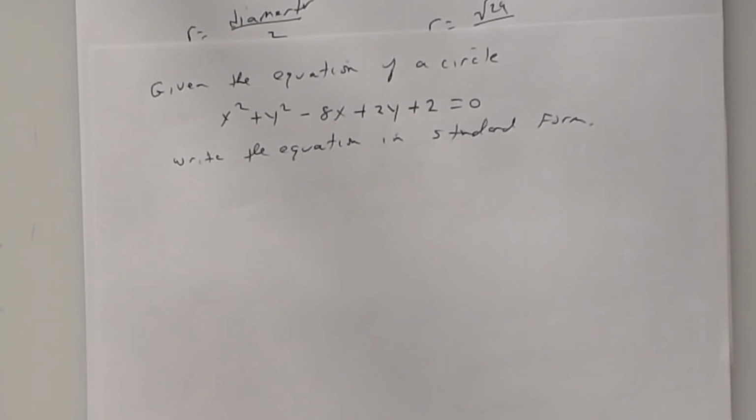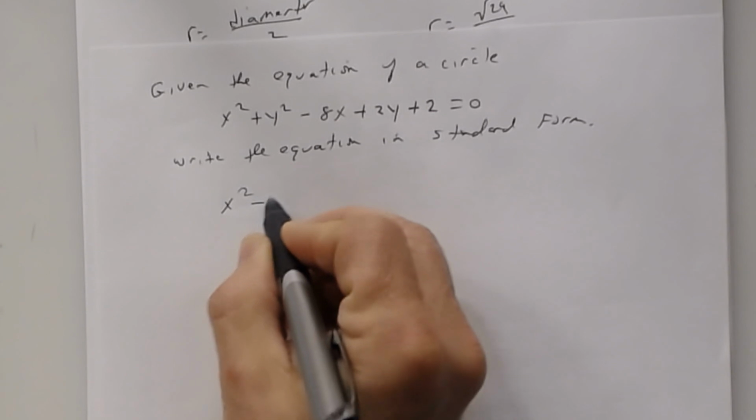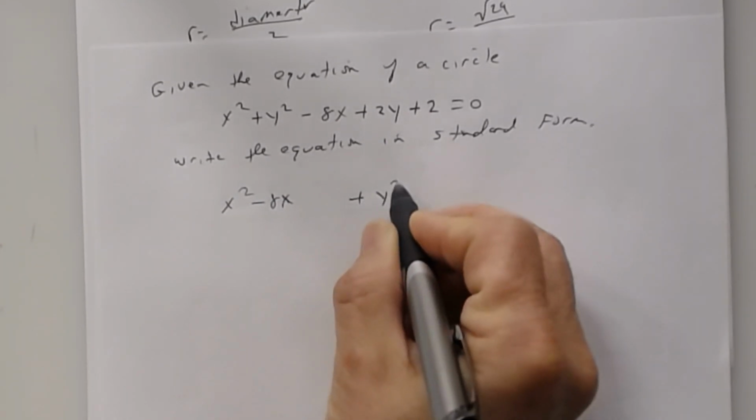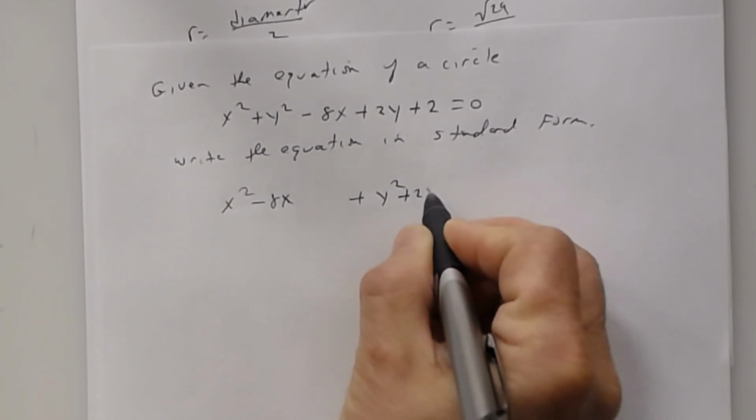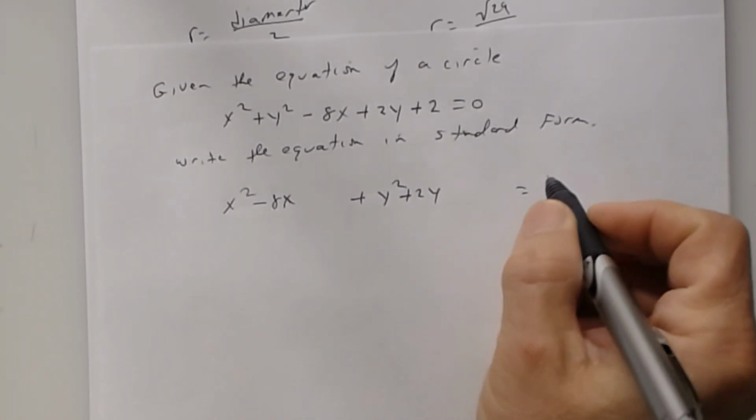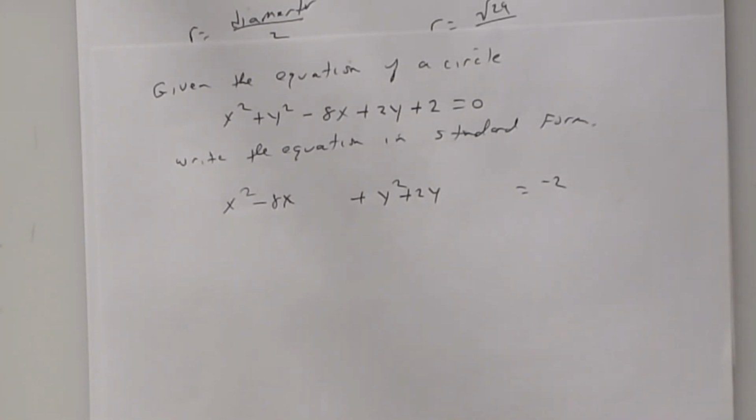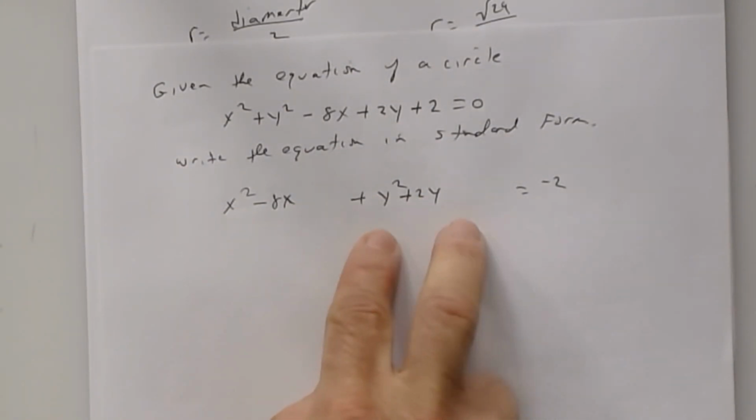Put all the x's together. x squared minus 8x. Okay, leave some space. Plus y squared plus 2y. Leave some space, and then you put that constant on the other side. -2. So that's where we're at. Now this is where you complete the square. You can complete the square in the x's, and then complete the square in the y's.